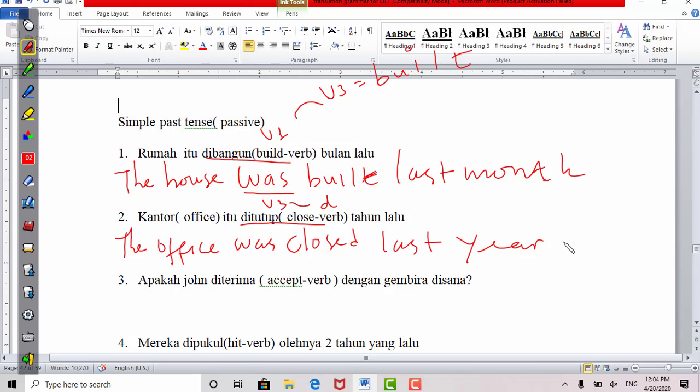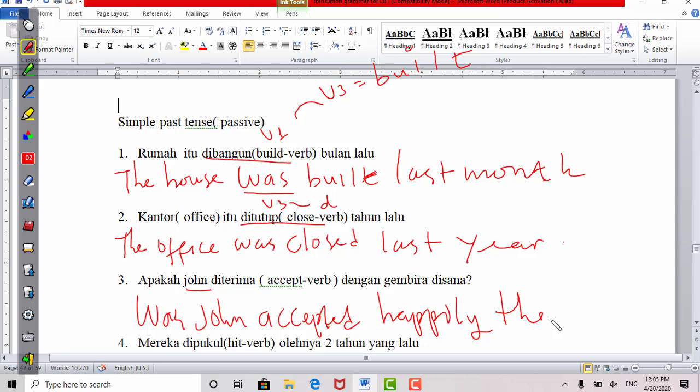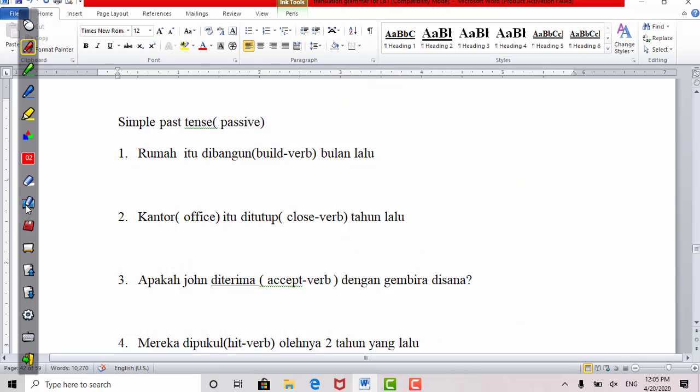Okay, what about the question in number 3? Number 1 and number 2 are still positive statements. What about the question? Apakah John diterima dengan gembira di sana? So it will be, because John is he, so it will be: was John accepted happily there? Question mark. This one is something that you will see for number 3 and so on, number 4, number 5 and number 6 and so on.